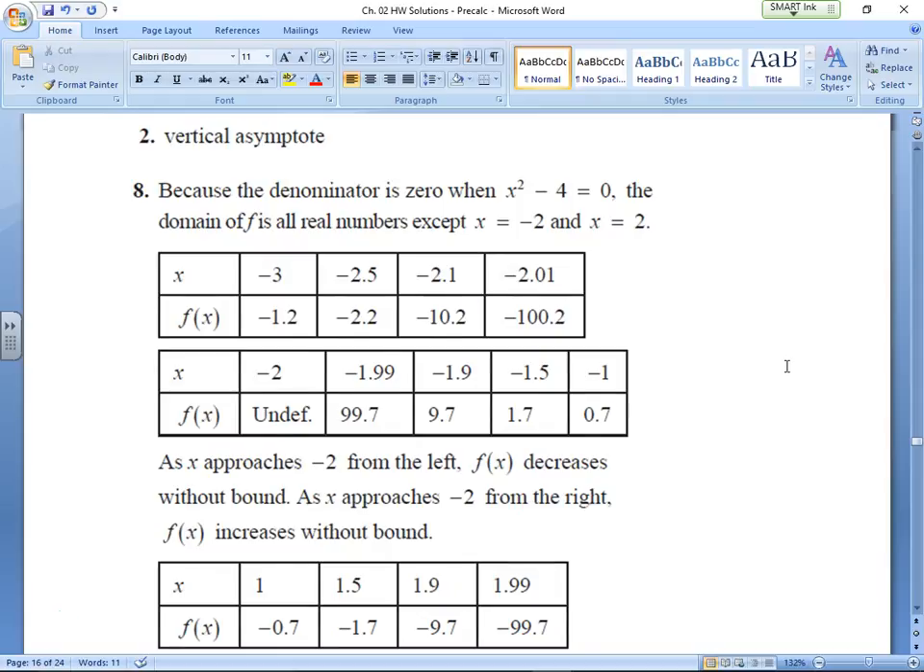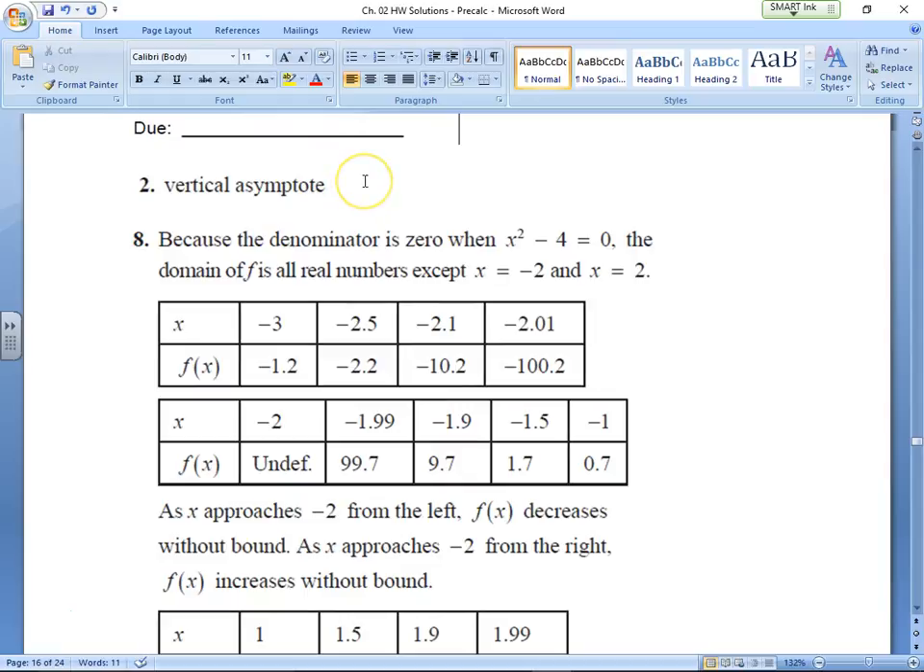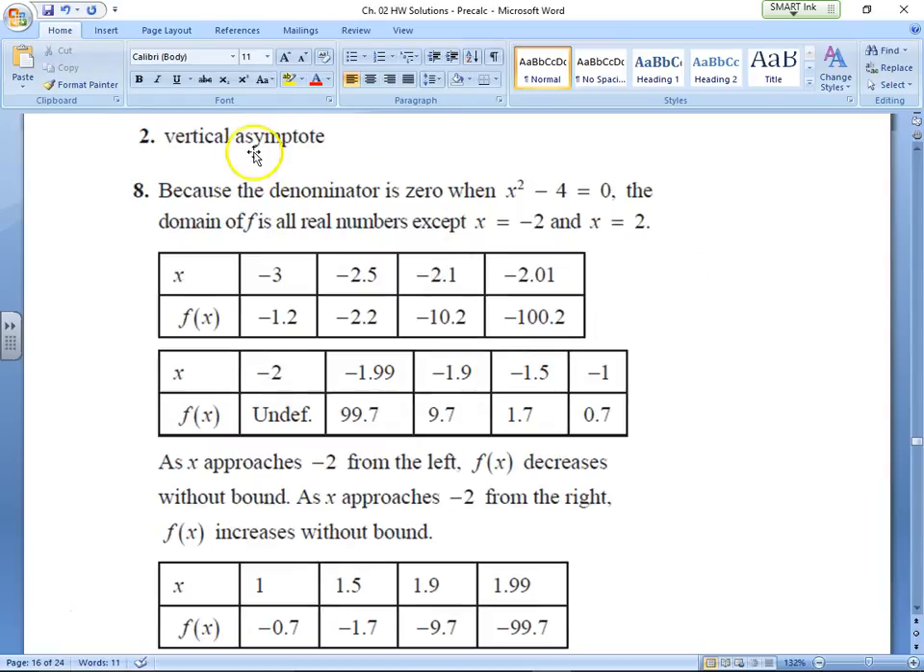Here we go. Number 2. Final answer: vertical asymptote. Number 8. Was that a removable discontinuity? No, non-removable.